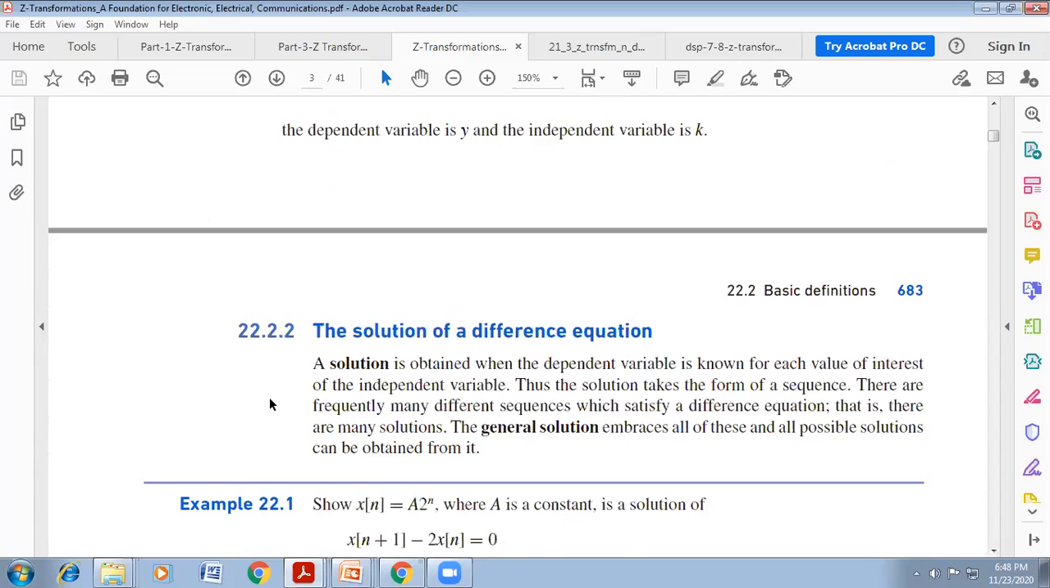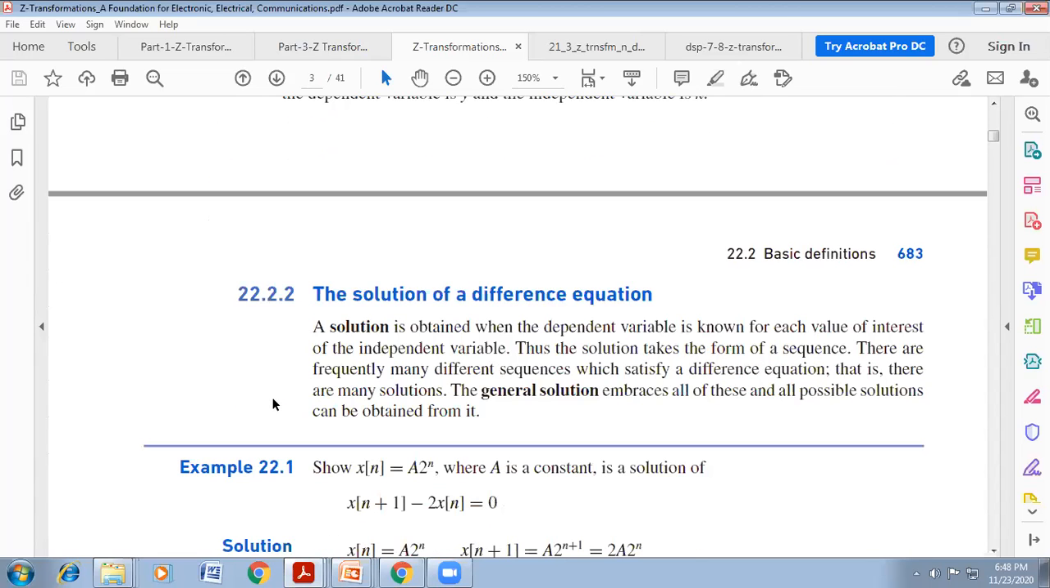Now, the solution of a difference equation. A solution is obtained when the dependent variable is known for each value of interest of the independent variable. Thus the solution takes the form of a sequence, because the difference equation looks like a sequence and the solution also gives a sequence. There are frequently many different sequences which satisfy a difference equation. That is, there are many solutions. The general solution embraces all these, and all the possible solutions can be obtained from it.